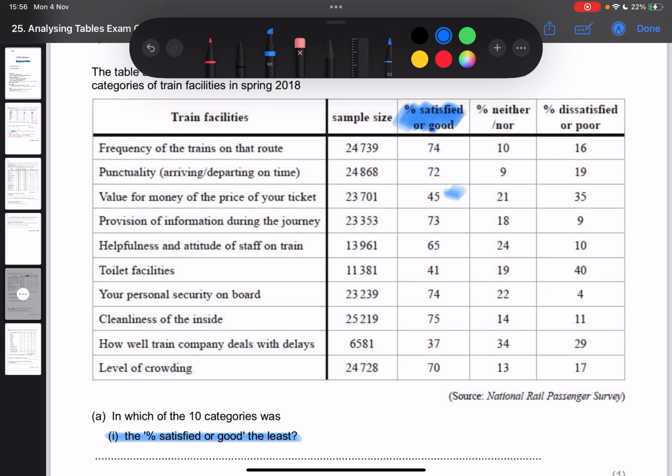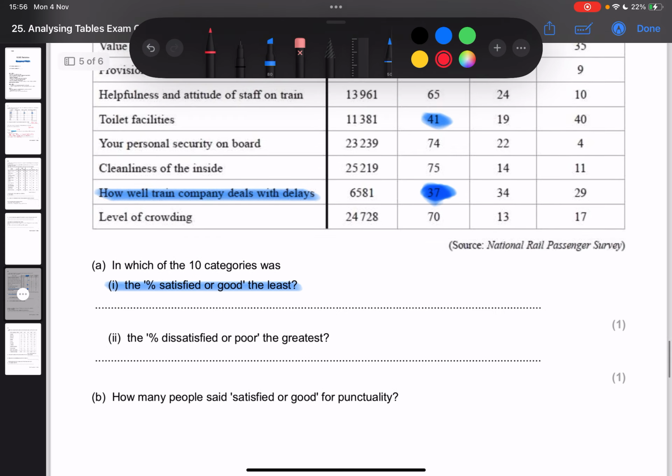What one has the smallest number? Right now I see 45, I see 41, which is smaller. I even see a 37. So 37%, that was the least percentage of satisfied or good, and that was how well the train company deals with delays. Now if you live in London, you'll get this. So how well the train company deals with delays.